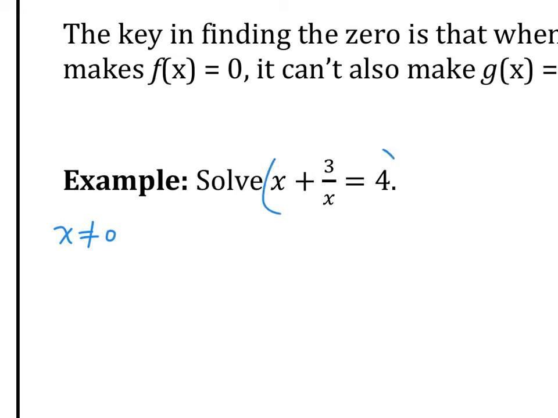Then what you're going to do is always get rid of all the fractions at once by multiplying by the least common denominator, and then distribute. That will clearly cancel out all of the denominators.